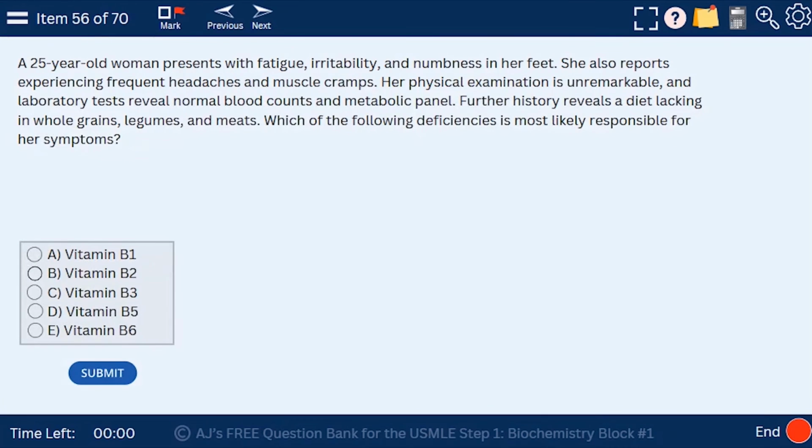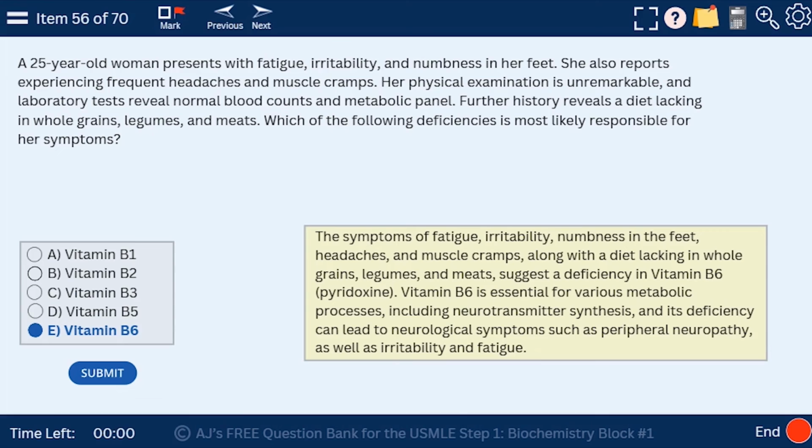Alright, question 56. A 25-year-old woman who has fatigue, irritability, and numbness in her feet. So this is a peripheral neuropathy. Not the burning foot syndrome seen with vitamin B5 deficiency. That's very rare. There's a peripheral neuropathy, and that's vitamin B6. And you can take a look at the rest of the question and the explanation over here.